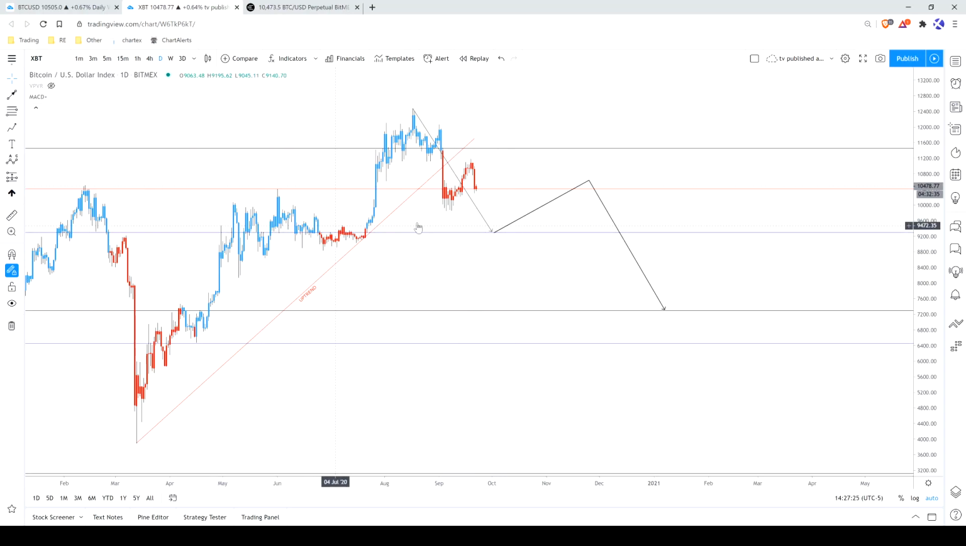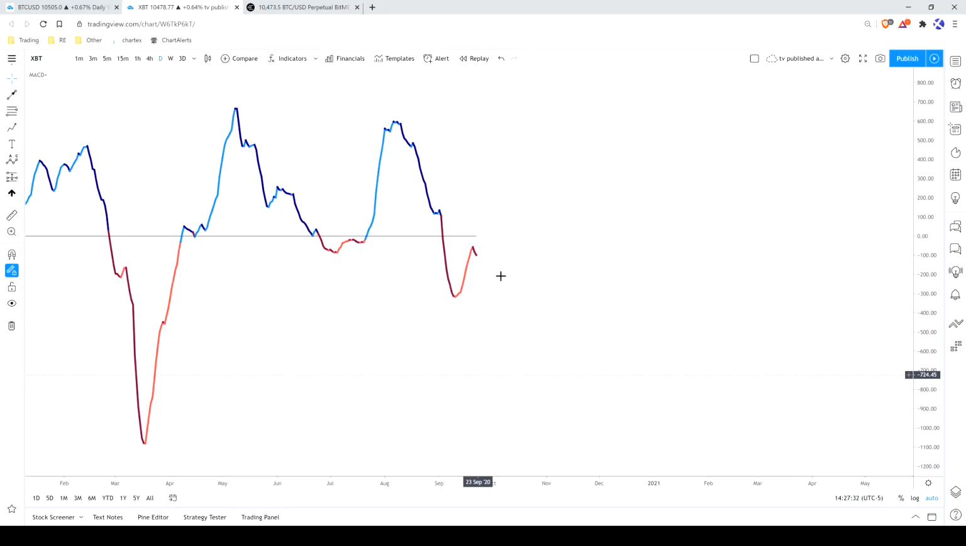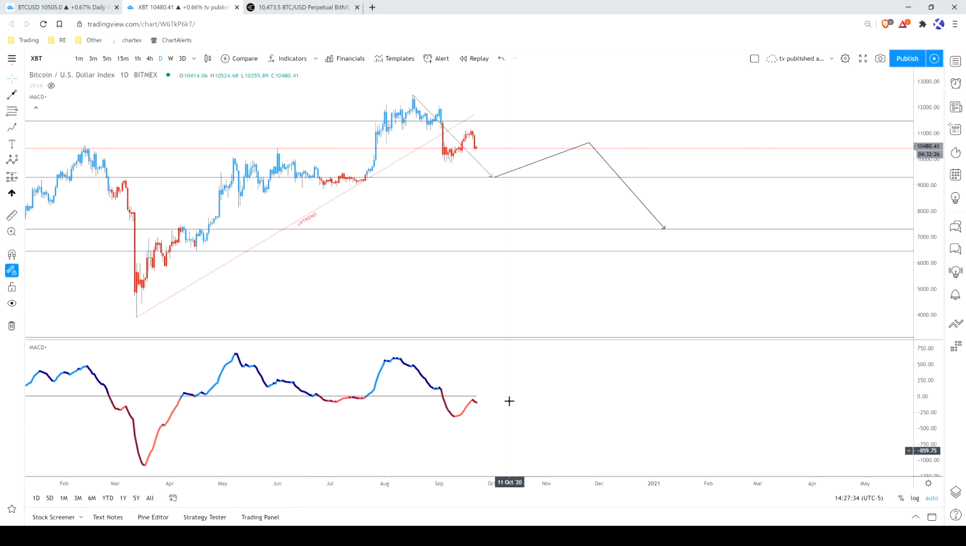What would make me wrong? Well, if daily MACD flips back positive, I'm probably wrong. We got close to doing that right here. We had some momentum to the upside through this move, and it was just met with a massive move to the downside yesterday.